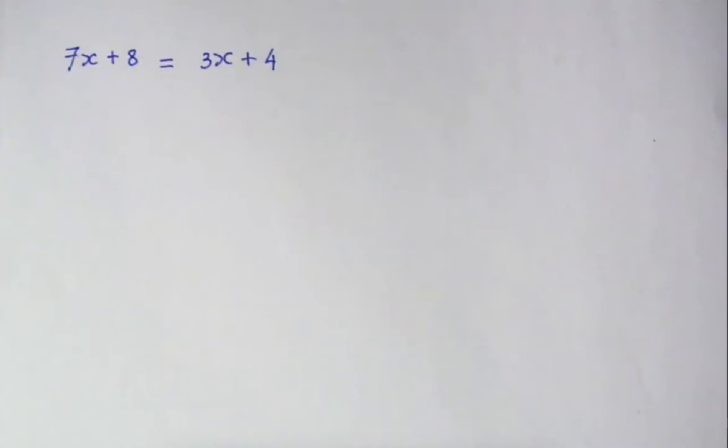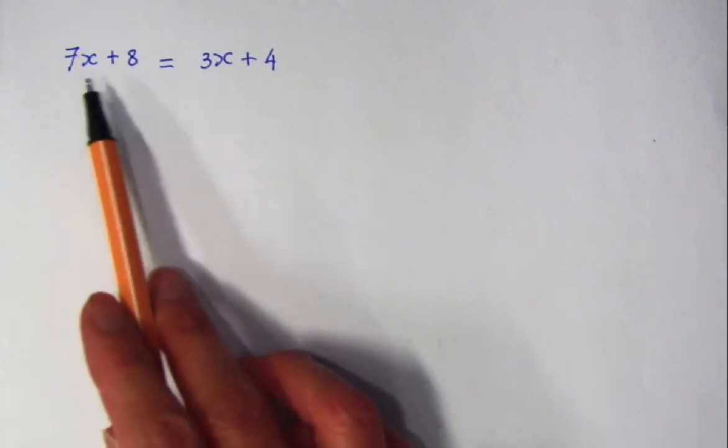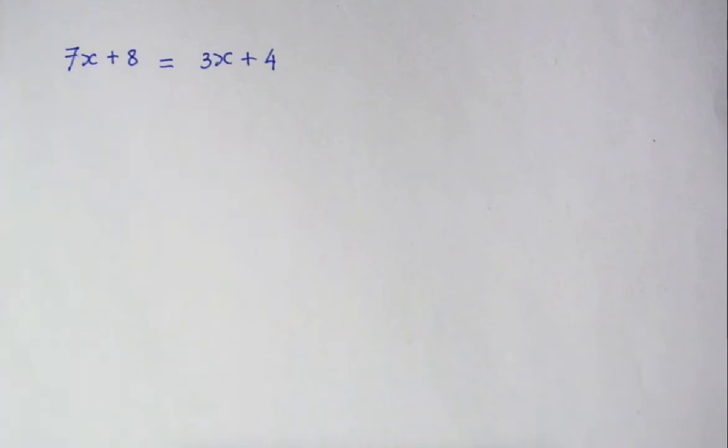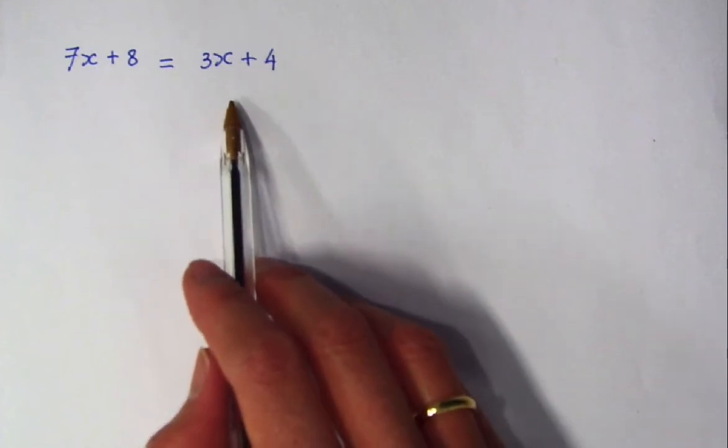Hello students, let's look at one more example, and this time we are just going to do it formally with the algebraic method on paper, okay? So in this example we have 7x plus 8 equals 3x plus 4, and with a similar method to the balance method before, we are just going to first check what we could do.